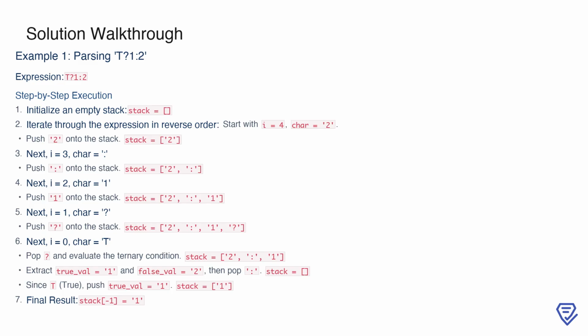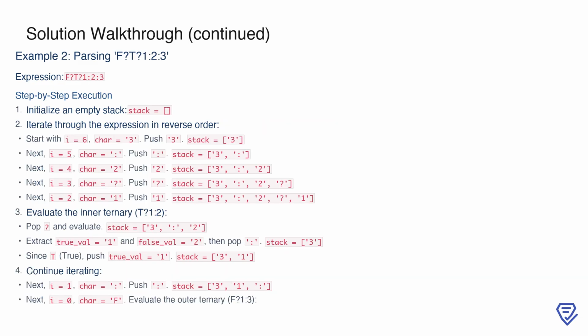Finally, the character T is processed, which triggers the evaluation of the ternary expression. We pop question mark from the stack, along with the true and false values 1 and 2, respectively. Since T represents true, we push the true value, 1, back onto the stack. The stack now holds the final result, which is 1.